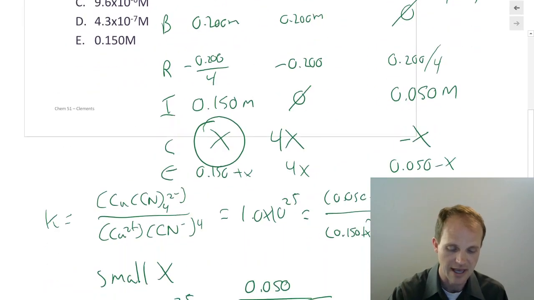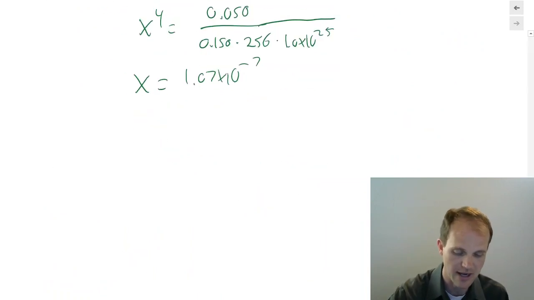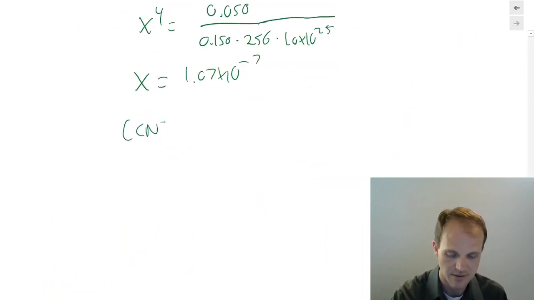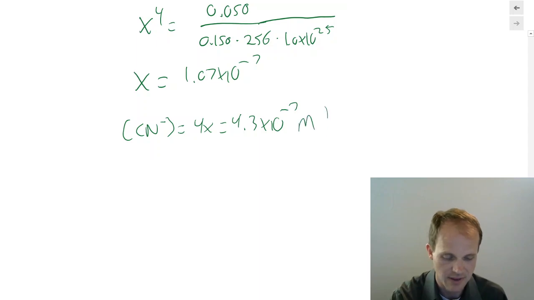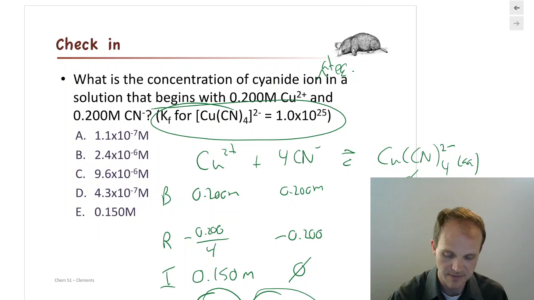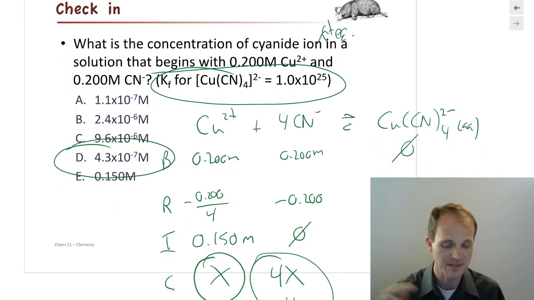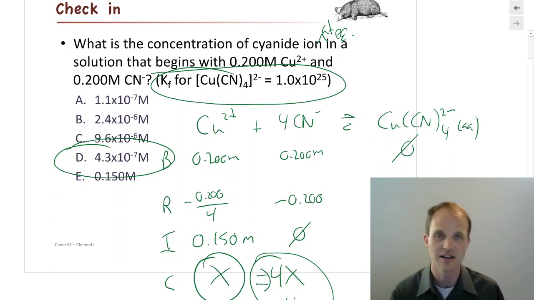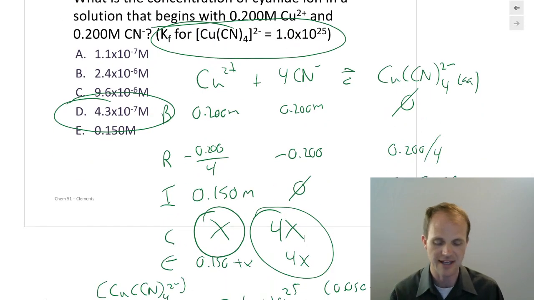Let's look over here. We were looking for the concentration of cyanide. No, the concentration of cyanide is 4x. And that's going to be 4.3 times 10 to the minus 7th molar. Woo! Let's scroll back up. 4.3 times 10 to the minus 7th molar, D. If you answered the 1.1 times 10 to the minus 7th, you got really close. You just forgot that stoichiometric coefficient there of the 4x in that equilibrium line that you really had to have.